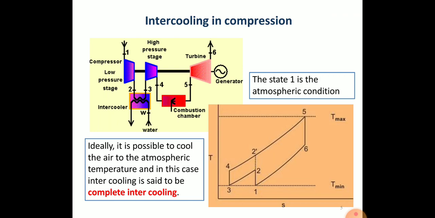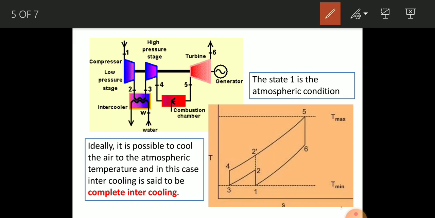Okay, now next we will see a gas turbine with intercooling. As I told you, a major portion of the power developed by the cycle is utilized for driving the compressor, correct? So it can be reduced with the help of the intercooler. Now what is the operation of this? See here, at the beginning, air is compressed.